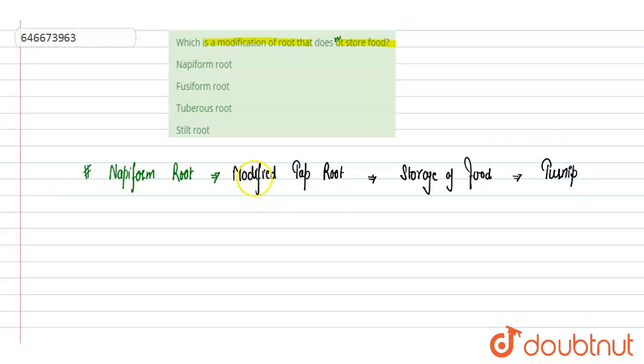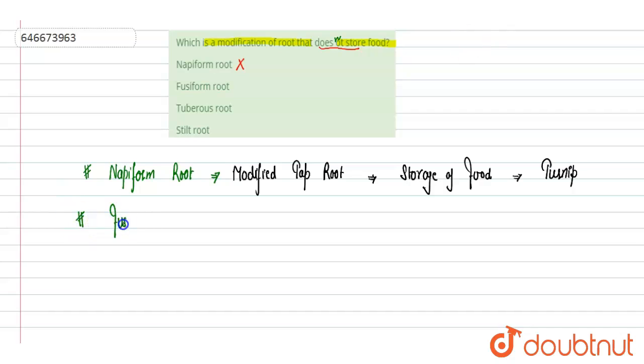These napiform roots are spherical at the base and sharply tapering toward the apex. They act as a food storage root, as in the turnip. So this is incorrect, because we have to choose the one which doesn't store the food. It stores the food.